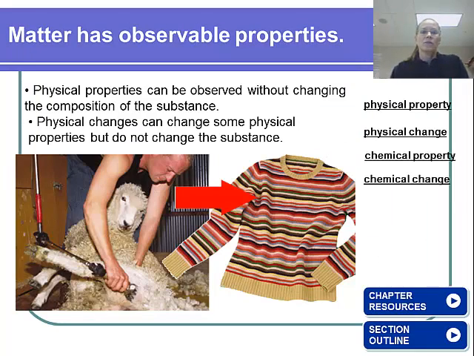This slide just reiterates that physical properties can be observed without changing the composition. In this diagram, we see that a sheep is being sheared. That wool is later made into a sweater. So the form of that wool has changed, the color of the wool has changed, but it is still wool. So changing the physical properties of a substance does not change the identity of the substance.